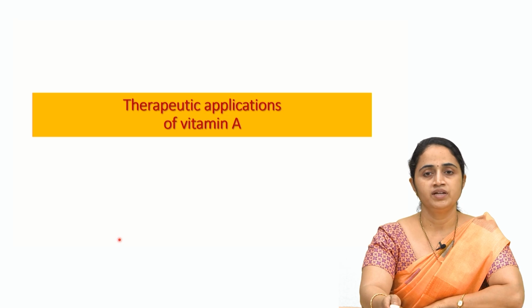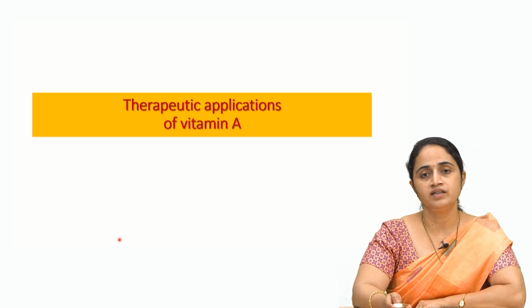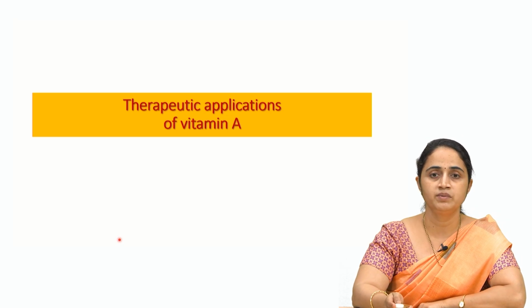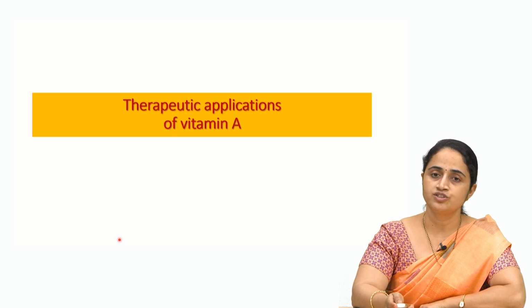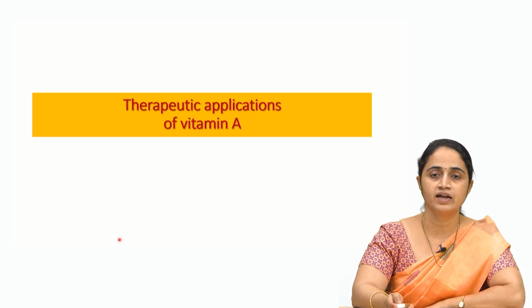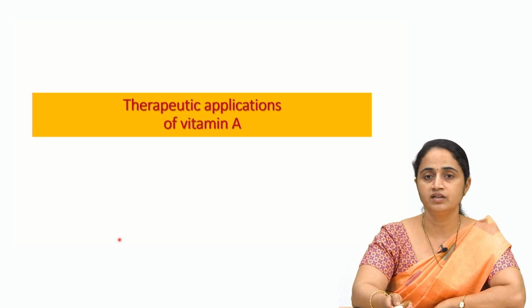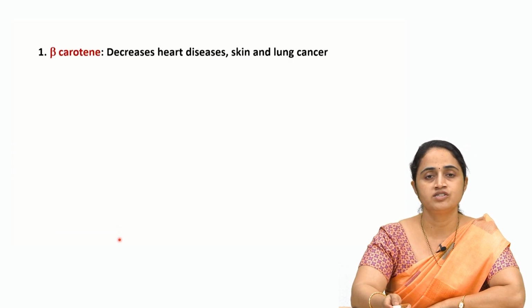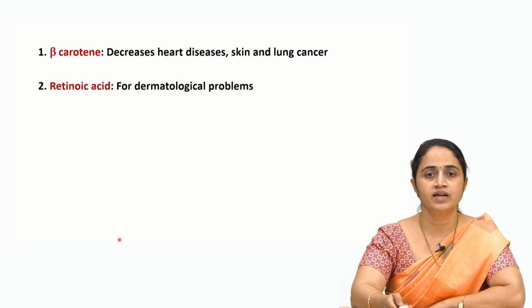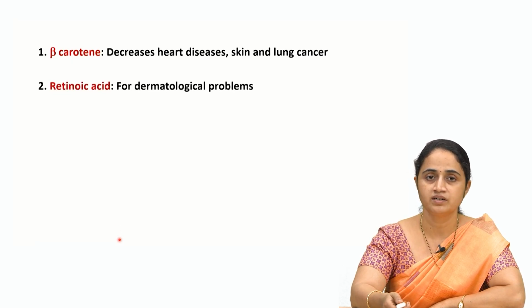Moving on to the therapeutic applications of vitamin A, we have already studied the important functions of vitamin A, and vitamin A is required as a strong antioxidant, for immune functions, and it is required for the growth and differentiation of the cell functions. So, beta carotene, which has a strong antioxidant action, decreases the cardiovascular diseases and helps to prevent skin and lung cancer. As retinoic acid, it is required for the epidermal functions or the growth and cellular differentiation.